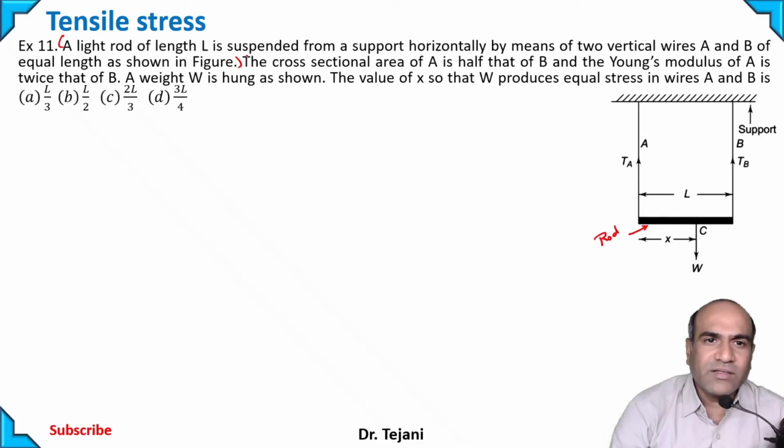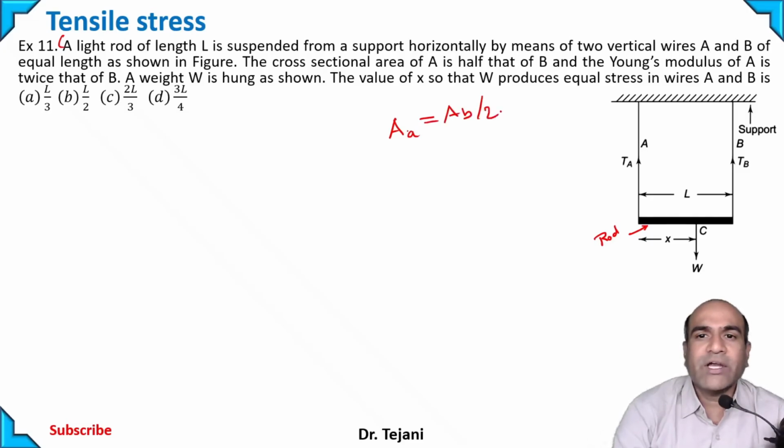So let's just assume the cross section area of A. The cross section area of A is half of B. That means A of A is A of B by 2. And the Young's modulus of A. What is Young's modulus? Don't worry at all, but just write Y. Y of A is twice of Y of B.